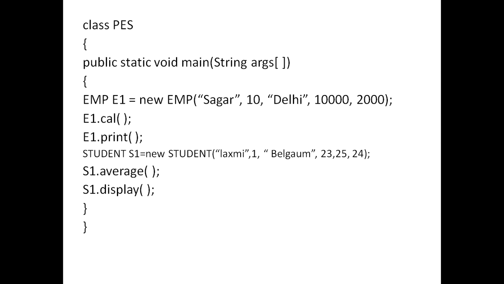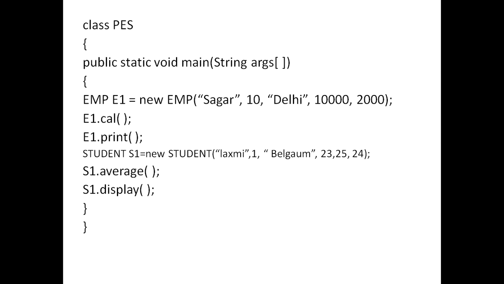Next, we have defined a class called PS, in which we have included a main function. In this main, we have created 2 objects of the 2 subclasses. One is the employee subclass, the object name is E1, and another subclass is student, so the name of the object is S1. The name, ID and address of the employee along with the salary and the increment value we have passed while creating the object E1, and then we have called the cal and the print methods.